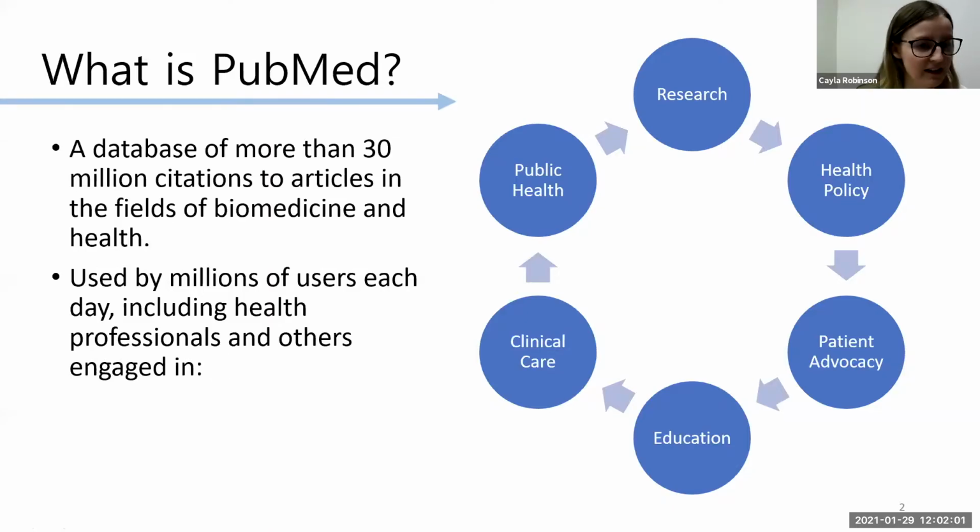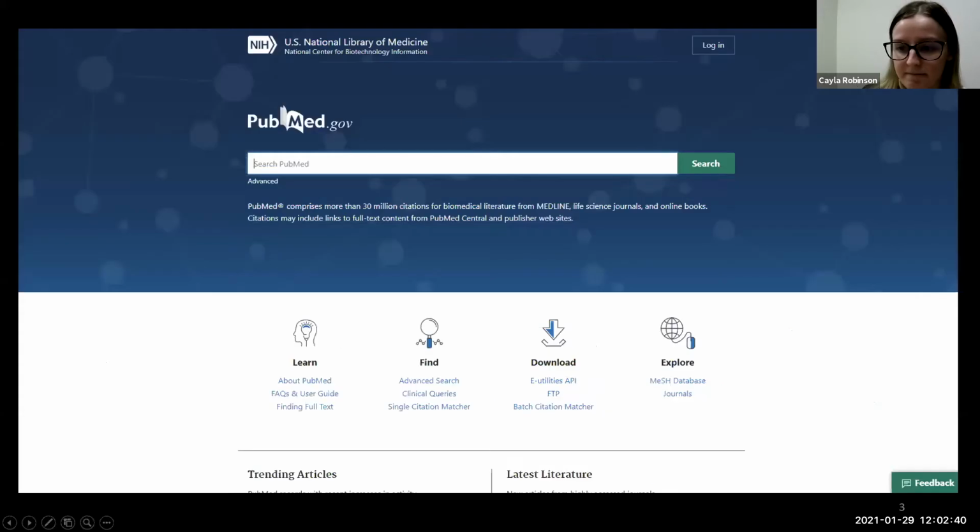Okay, so what is PubMed? PubMed is a database that has more than 30 million citations in the fields of biomedicine and health. It's used by millions of people every day. I use it every day. I'm sure Breck uses it every day. It's one of the preliminary databases that we use here at the MCL. It covers a wide range of topics, including research, policy, advocacy, education, public health, and clinical care. So yes, you can use PubMed to help familiarize yourself with topics and find some original research and things like that. So let's move on.